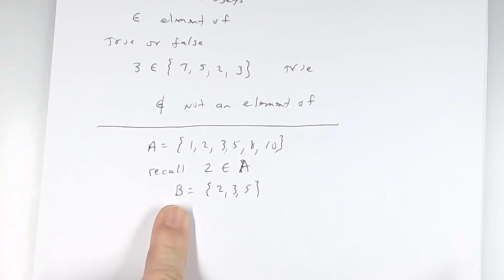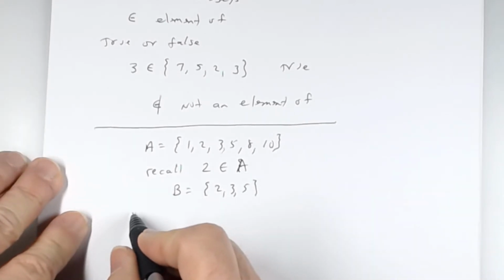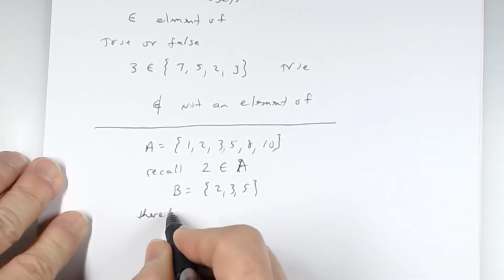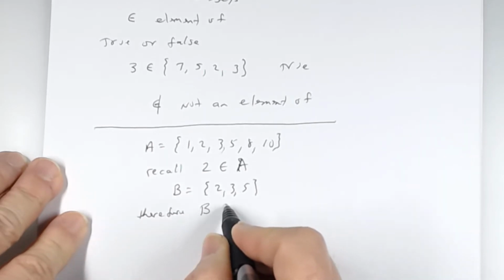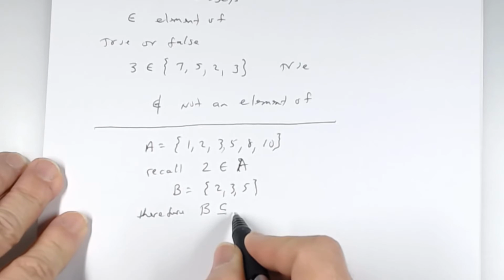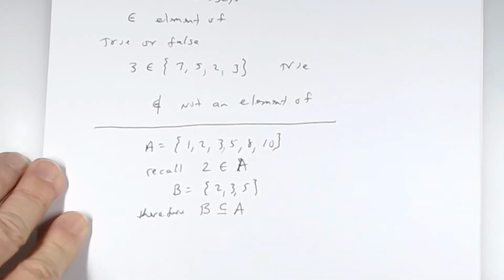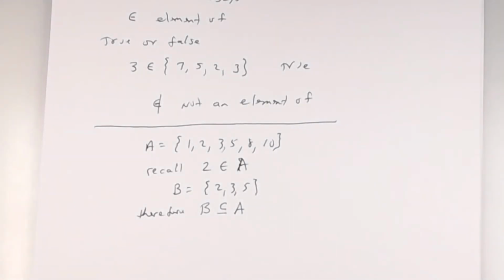Set. So we say subsets instead. So we say, therefore, B is a subset of A. Okay? So B is a subset of A.